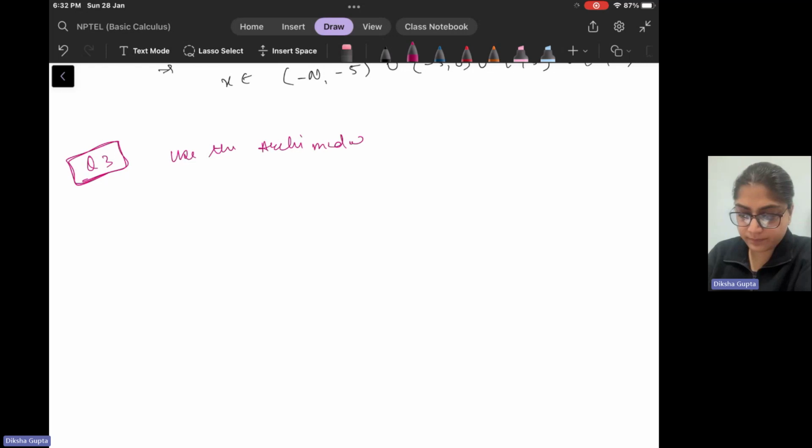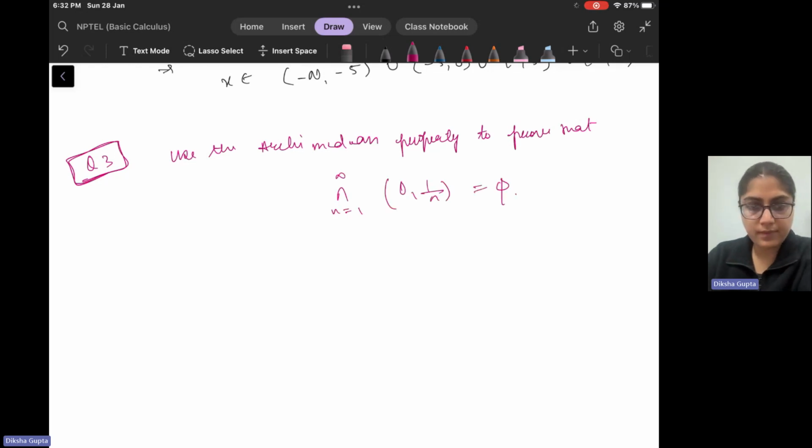use the Archimedean property to prove that the intersection for n equals 1 to infinity of (0, 1/n) is empty. Right? This question says that the countable intersection of the intervals (0, 1/n), where n belongs to the natural numbers, is empty.